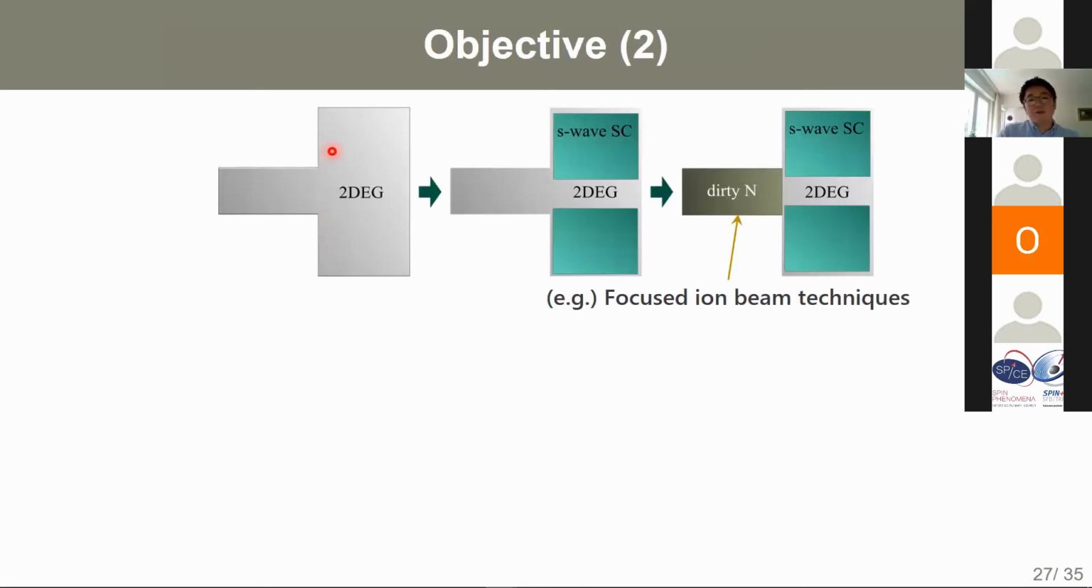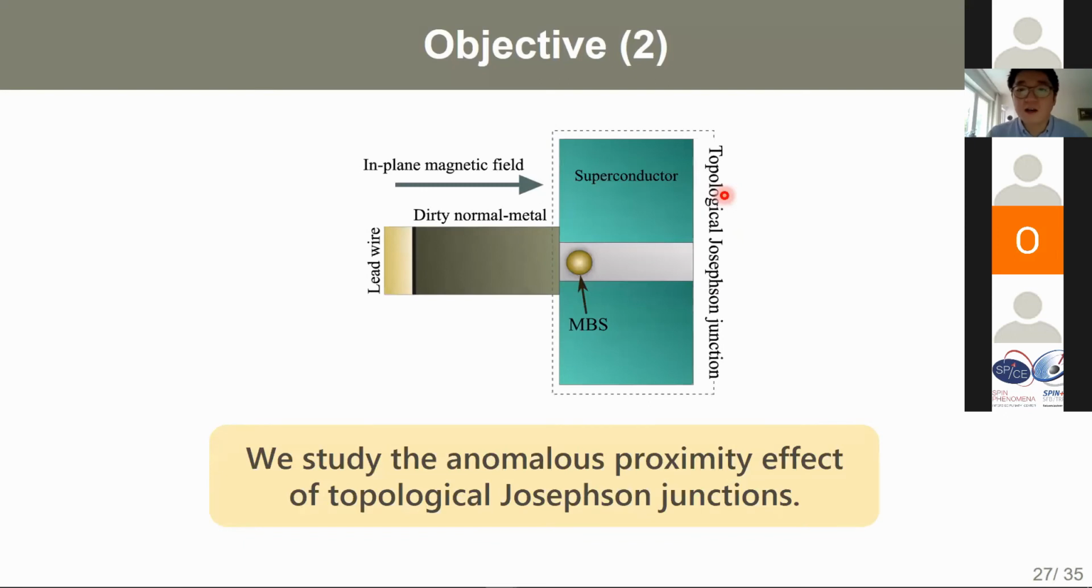For instance, at first we prepare the T-shaped 2DEG, and then put the s-wave superconductors like the previous experiment, and then, for instance, use FIB techniques to make the extended normal segment dirty. Finally, we can get a superconductor hybrid system for observing the anomalous proximity effect. Actually, this setup is very promising for detecting the anomalous proximity effect because the Majorana bound state is directly interfacing to the dirty normal metal.